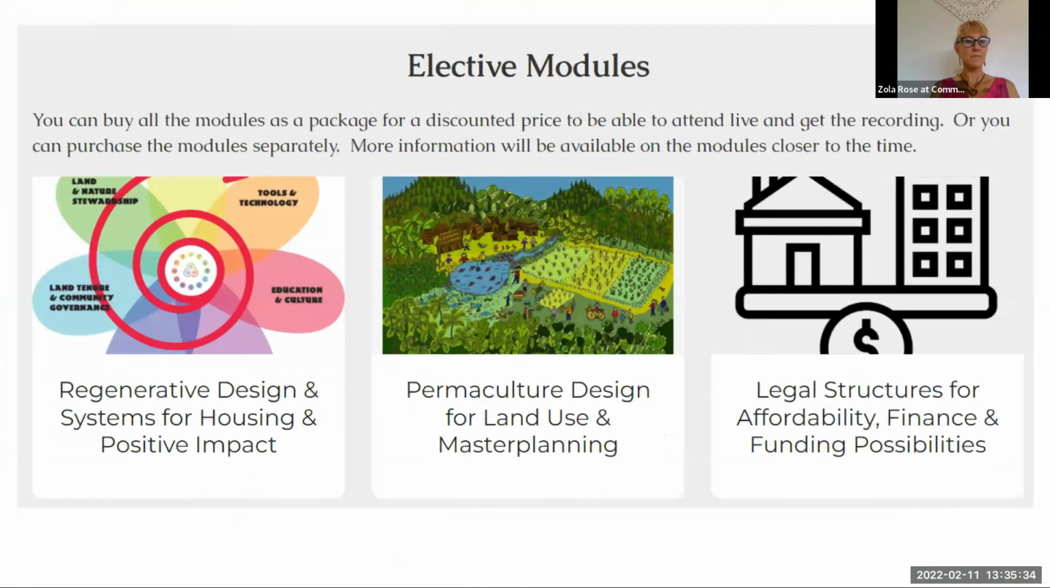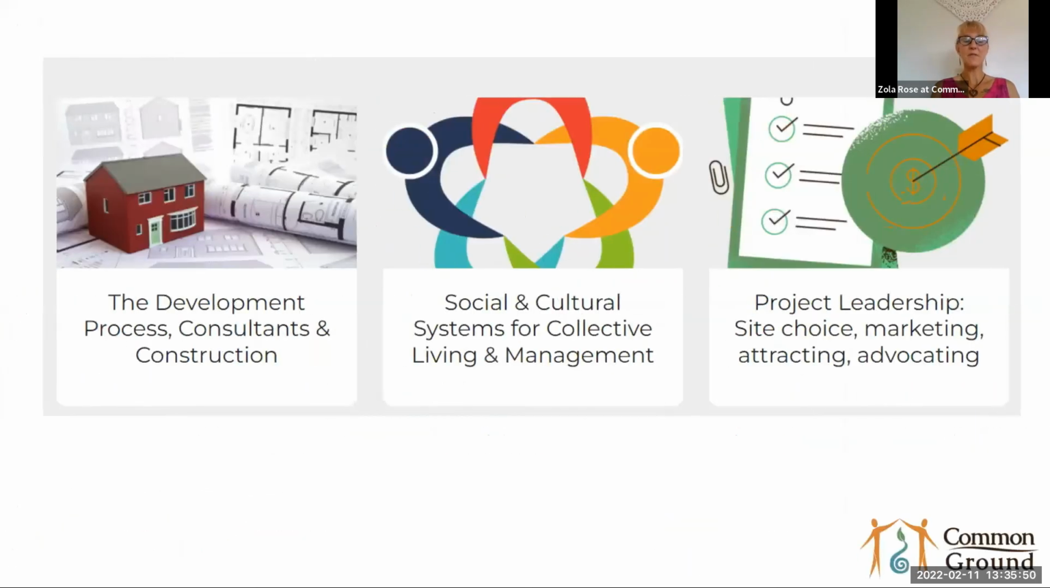So you can get regenerative design and systems for housing and positive impact. You can get permaculture design for land use and master planning. Legal structures for affordability, finance, and funding possibilities. The development process, working with consultants and the construction phase. Social and cultural systems for collective living and management. And project leadership, site choice, marketing, attracting, and advocating.